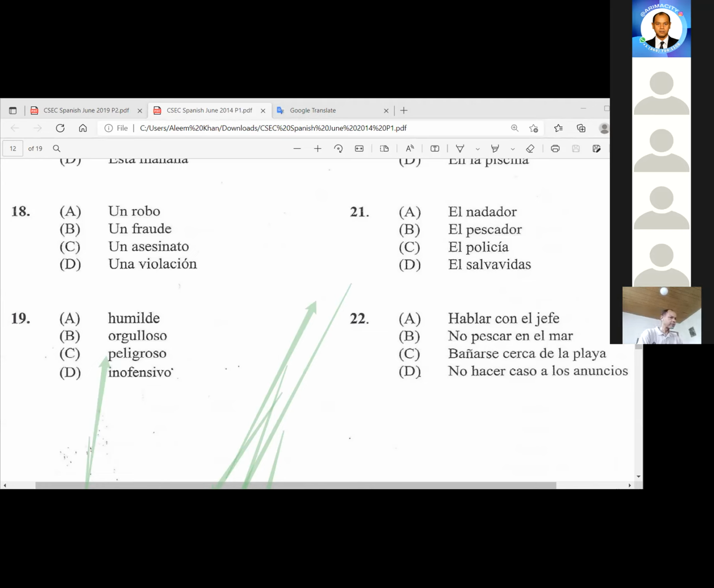¿Sí? Alguien le dijo a la chica que no nade en la parte honda o en las honduras. Honduras. Alguien le dijo a la chica que no nade en las honduras del mar.